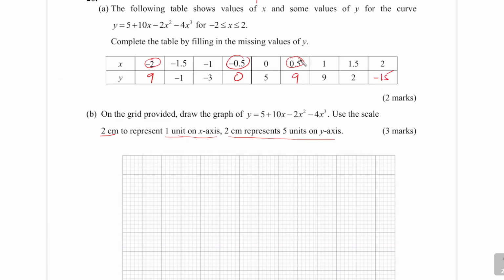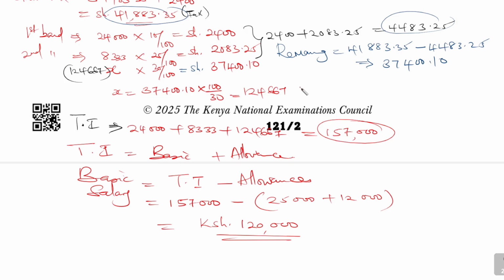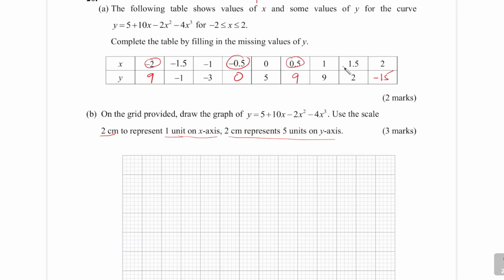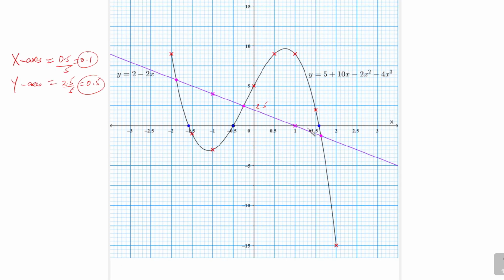I think we've plotted that. Then 0.5, 9, I think we plotted that. There is the point. Then 1.5, 1.5 is here. Then 2 is here. That is the point. Then 2, -15. This is the point.